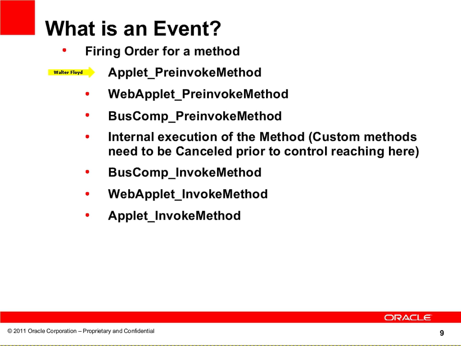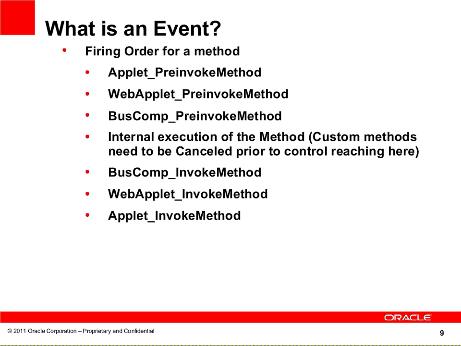So it starts off here with a pre-invoke method on the browser. Once it finishes that and you get a continue operation, it goes to the server next, and you get the pre-invoke method on the server, which is called web applet pre-invoke method. That is the next event that fires in the chain. After that one completes, then it goes to the business component pre-invoke method.